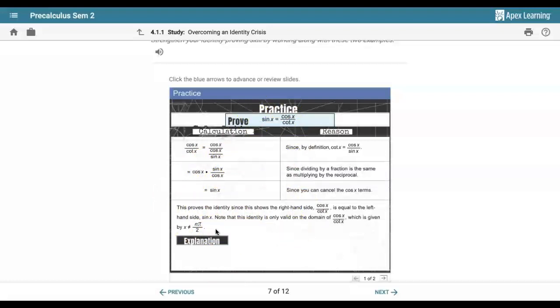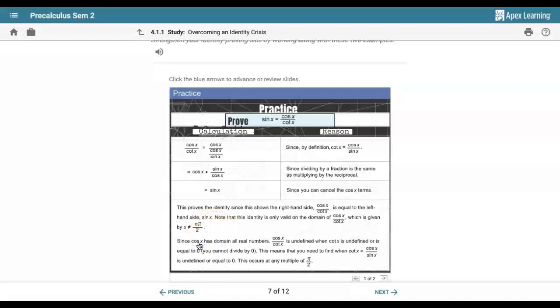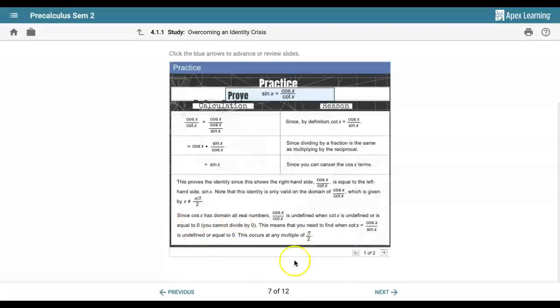And there's one specific thing here. Remember, we talked about identities having a little bit of constraints. The reason we have a constraint is note that the identity is only valid on the domain of cosine x over cotangent, which is given by x cannot equal n pi over 2. And again, the reason being is because it is undefined. This function becomes undefined at these values of x, because that's where we have the vertical asymptotes of our cotangent function. That occurs where this expression cotangent is undefined, and it occurs at these multiples here. So those are good things to always keep in our heads.